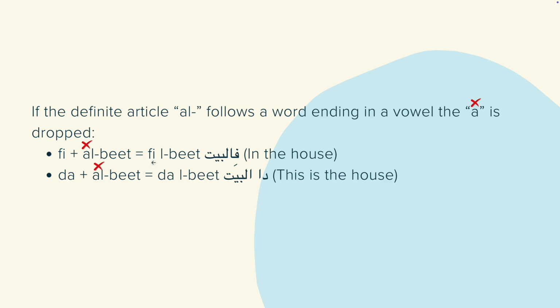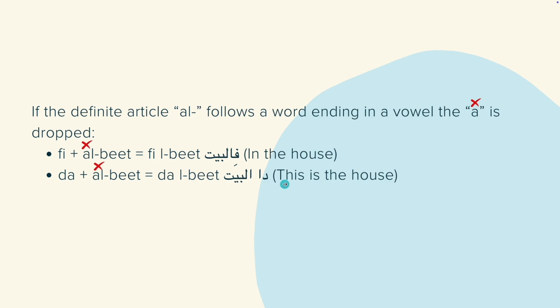Okay? So what are the vowels that we have in Arabic? We have a, e, and u. If there is an a, e, or u before the article, before al, then drop the A right away and then connect that word to the next noun or to the definite noun. Fil bayt. Do not say fi al bayt, okay?